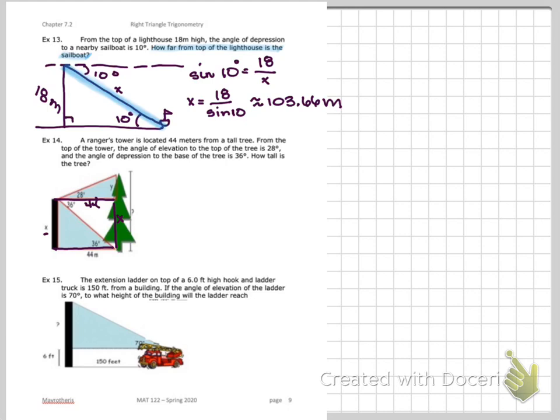For the top little triangle, that 28-degree angle, I have the opposite side labeled, that's y. I have the adjacent side, that's 44. Opposite and adjacent is tangent. So we've got the tangent of 28 degrees is y over 44. Multiply both sides by 44, and y equals 44 times the tangent of 28. Crank that into the calculator and we get 23.4 meters.